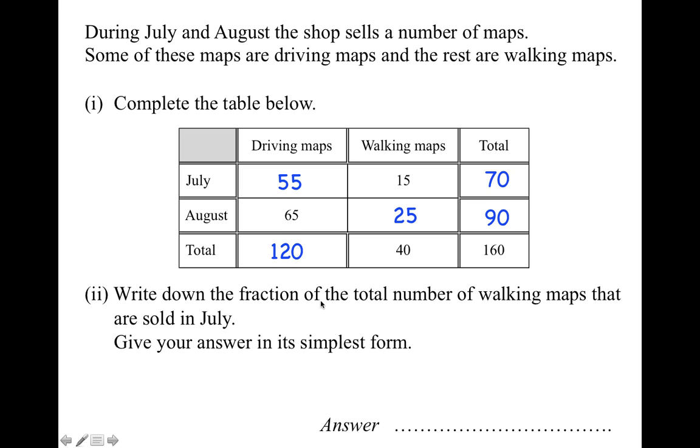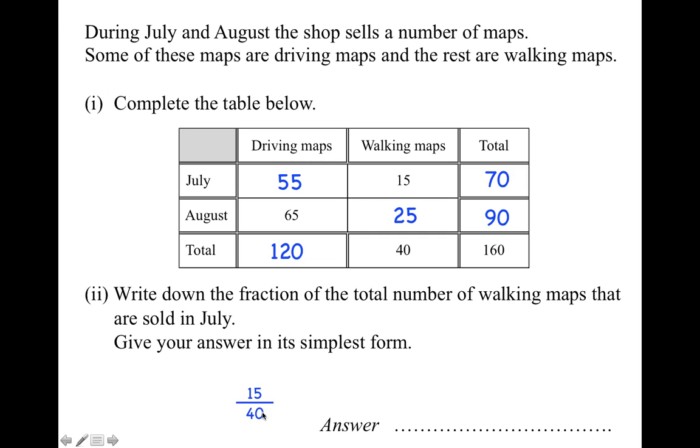So then it says, write down the fraction of the total number of walking maps that are sold in July. So the total number of walking maps is 40, and the ones that were sold in July was 15. So it's 15 out of 40, but it says give your answer in its simplest form.